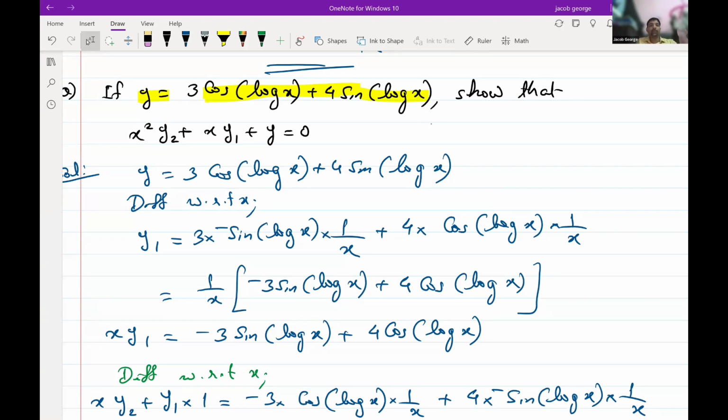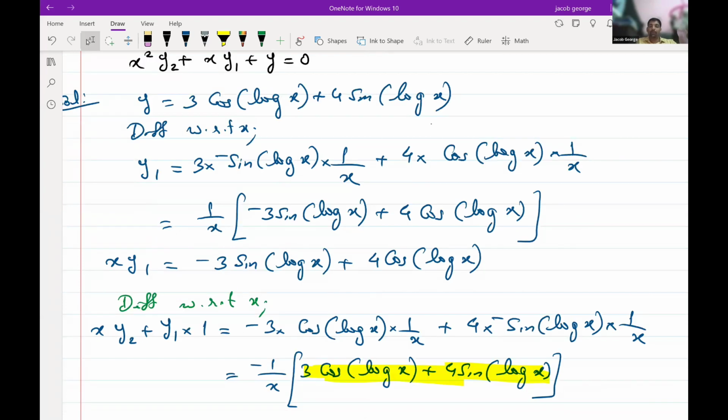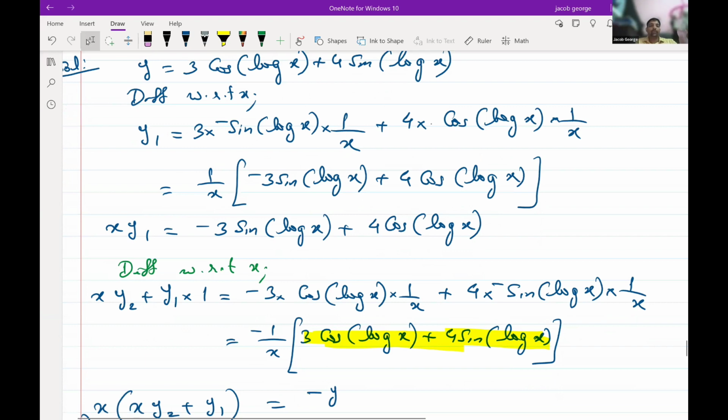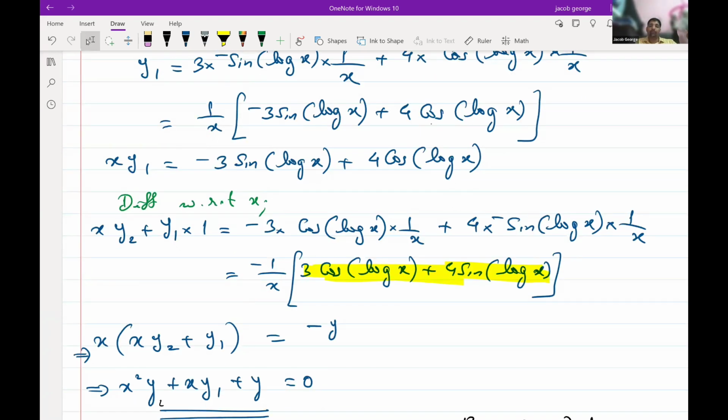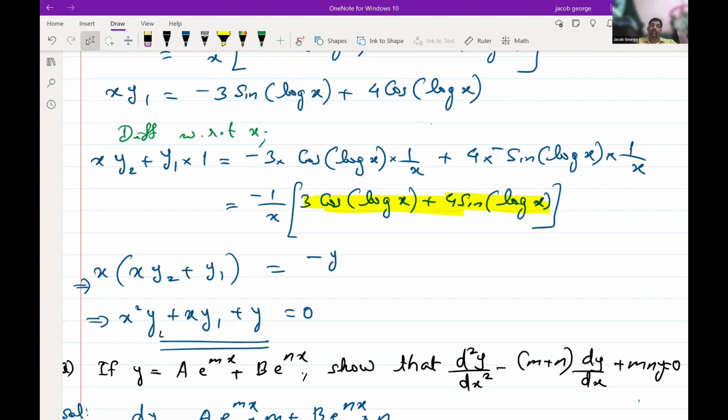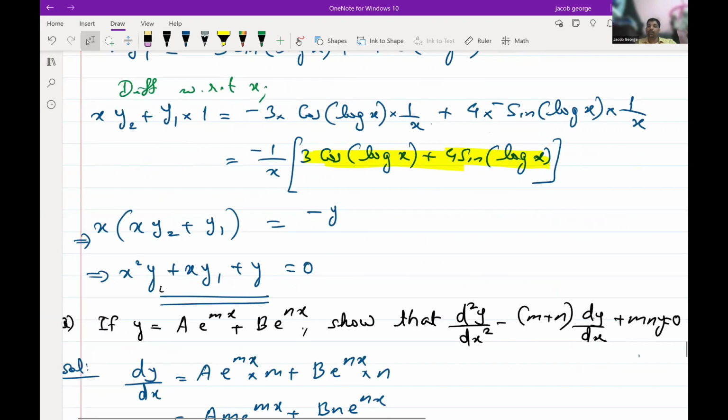Left-hand side by the product rule. X into derivative of y1, which means y2, plus y1 into 1 is equal to minus 3 into derivative of sin log x, which is cos log x into derivative of log x, that is 1 by x, plus 4 into derivative of cos log x, which is minus sin log x into 1 by x. Then that minus 1 by x is taken outside and then x is multiplied to the left. We open the bracket to get the answer. X square y2 plus x y1 plus y equal to 0.